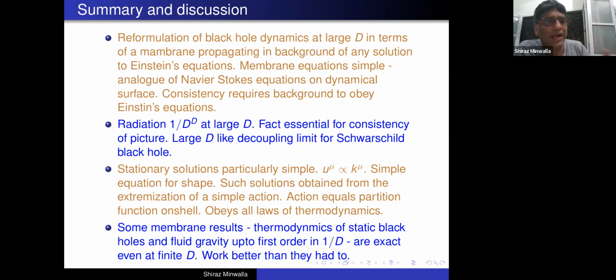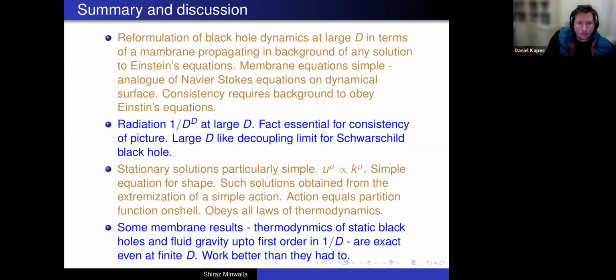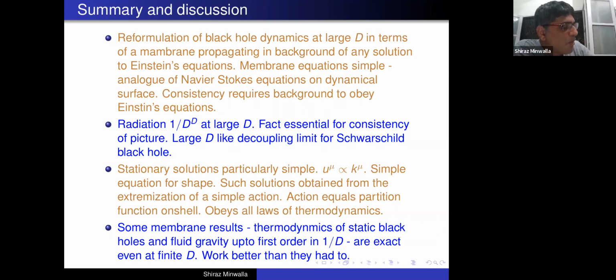Now, Damour and Thorne and so on also look at the constraint equations on the horizon. I think the difference is this. They have more variables than equations.